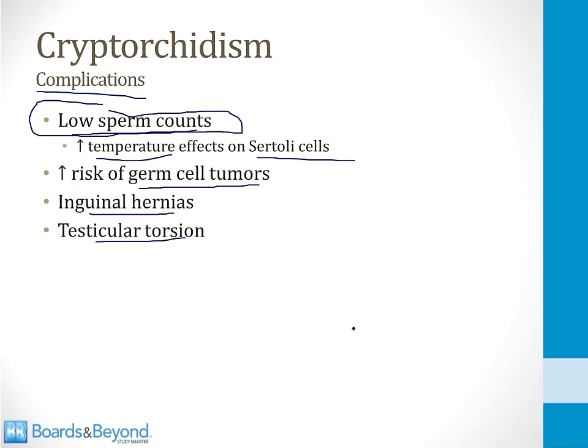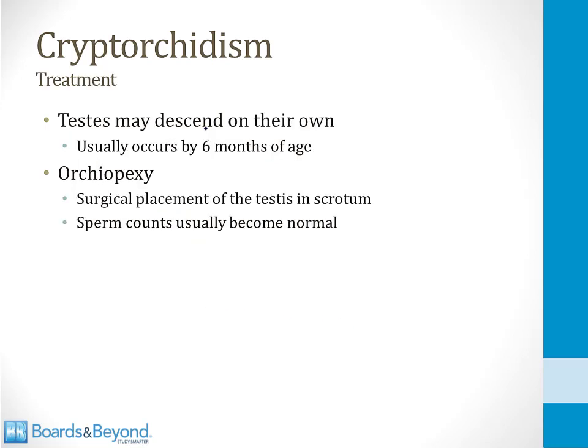So for all these reasons on this slide here, when cryptorchidism is detected, it's usually surgically corrected so that the testes will be normally positioned, so that torsion can't occur, so that sperm counts will normalize, and so that hopefully the risk of germ cell tumors will go down. Cryptorchidism is usually detected at birth when the scrotum is examined and one or both testes are missing. The testes may descend on their own in some cases. This will usually happen by 6 months of age.